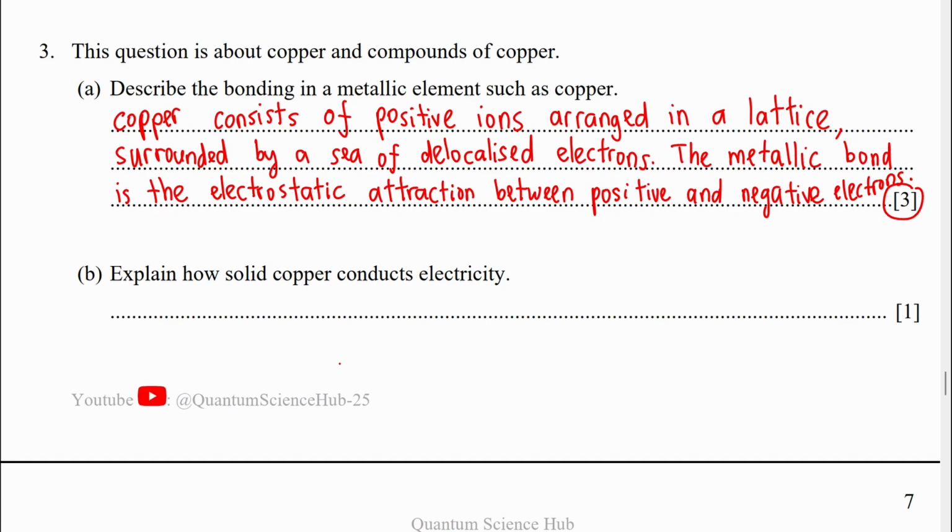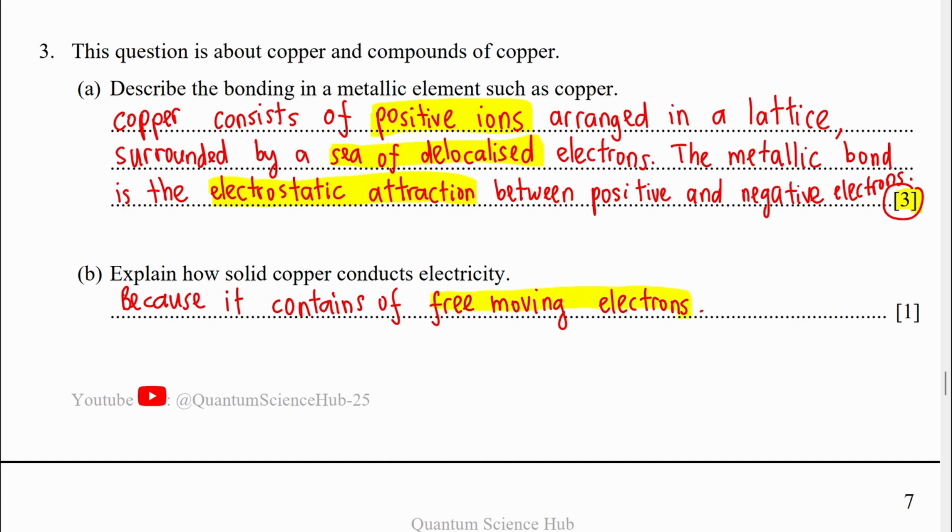Okay? Next, explain how solid copper conducts electricity. You can say because it contains free moving electrons. So this is a 3-mark question. There are some keywords that must exist in your answer, which are positive ions surrounded by a sea of delocalized electrons, and the electrostatic attraction between positive ions and negative electrons. For part B, the main idea here should be free moving electrons.